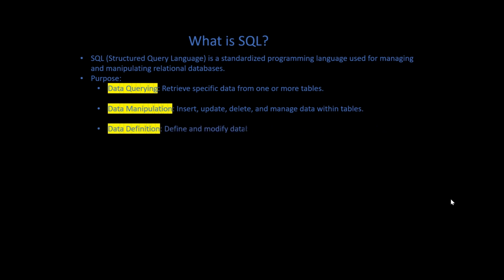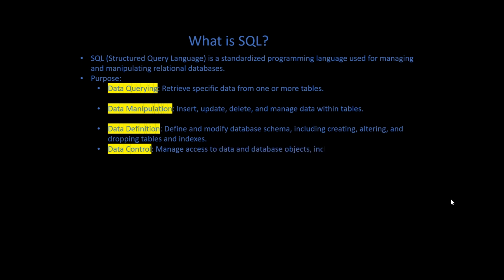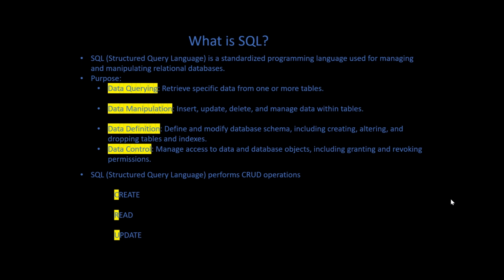Data definition: define and modify database schema, including creating, altering, and dropping tables and indexes. Data control: manage access to data and database objects, including granting and revoking permissions. So basically, SQL performs CRUD operations. C stands for create, R stands for read, U stands for update, and D stands for delete.